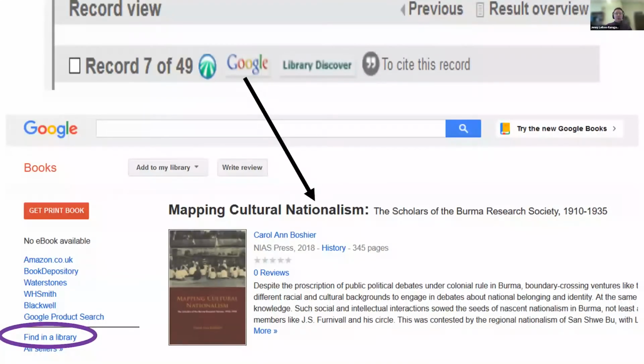You can also search by Google Books. By clicking on Get Print Book and then selecting Find in a Library, you'll be taken through to WorldCat. This is particularly helpful if your research is not based within the UK or Ireland, or if your institution does not have the material but you want to request it on document supply or interlibrary loan.